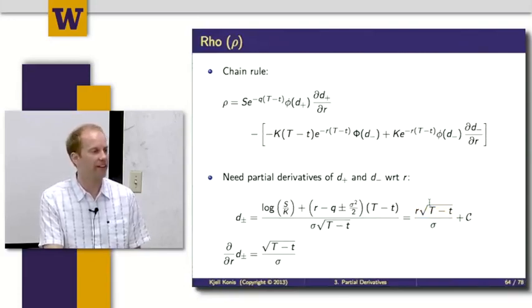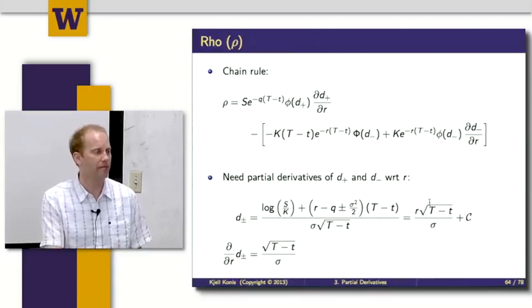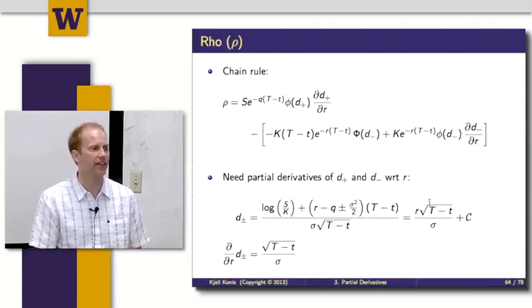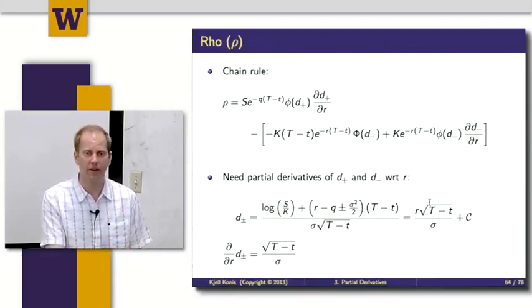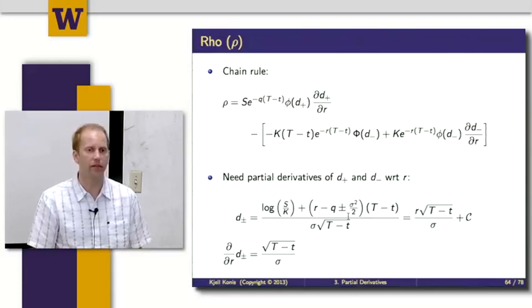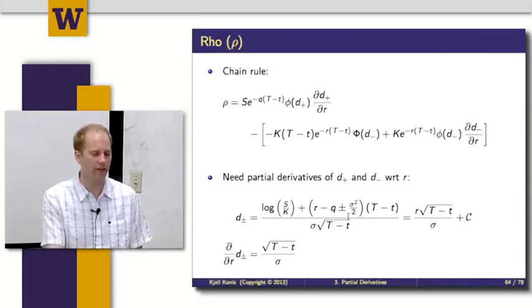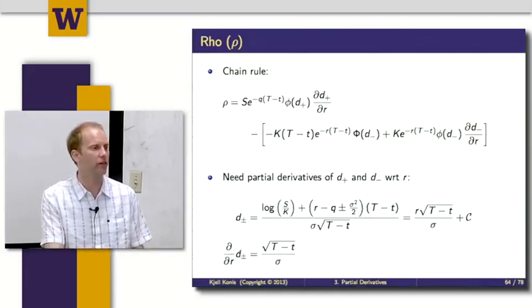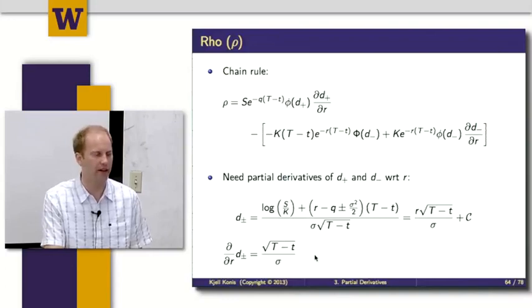And now this is actually a very easy function to take the derivative of, because I want to take the derivative of this with respect to r. And so this is just some number times r to the first power. So I can use the power rule to say that's just going to be the square root of T minus t divided by sigma. And again, because the part with the plus or minus sigma squared ended up being constant with respect to r, that's just gone. So it doesn't matter if I'm taking the derivative of d plus or d minus. I'm going to get the same value, square root of T minus t divided by sigma.